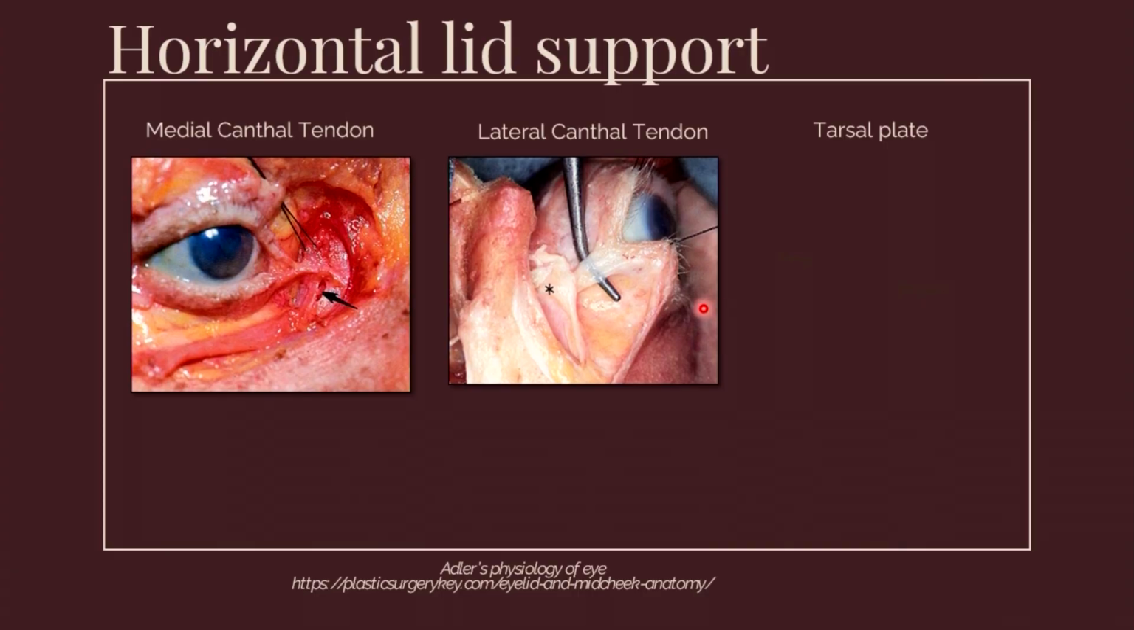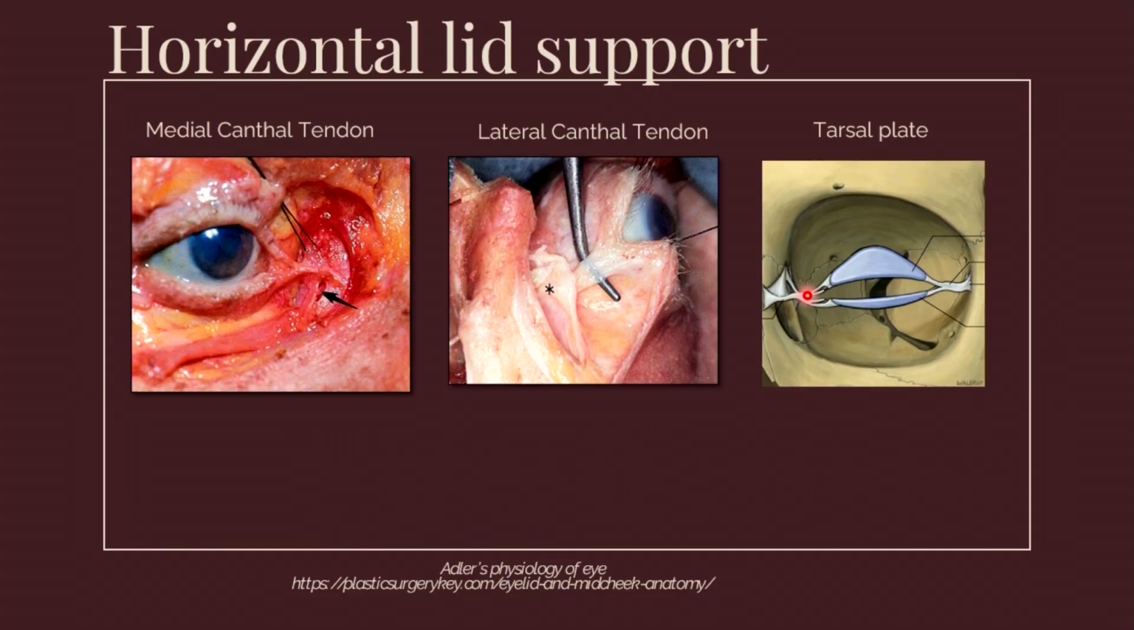Coming to the horizontal lid supports, we have the medial canthal tendon first. As you can see, the orbicularis oculi muscle, the palpebral portion of it, is forming the medial canthal tendon, which in turn then gives rise to three limbs or three reflections. There is the anterior, posterior, and superior. So it's better shown here. This is the medial canthal tendon, and here you can see the anterior, the posterior, and the superior reflection.